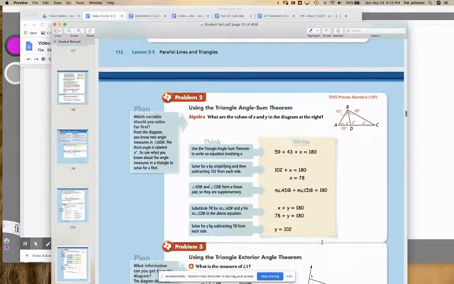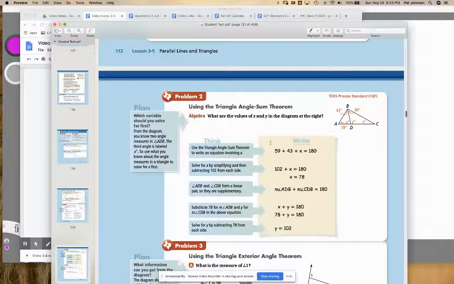Okay, let's look at problem 2. So here it says, what are the values of X and Y in the diagram? So we have our triangles. So we have triangle ABD. They give us angle B is 43 and angle A is 59. So can we find the measure of angle X? Yes, because we know that the three angles have to equal 180. So we write our equation and we solve using algebra, and we get X equals 78.